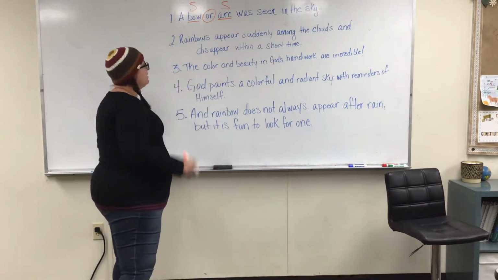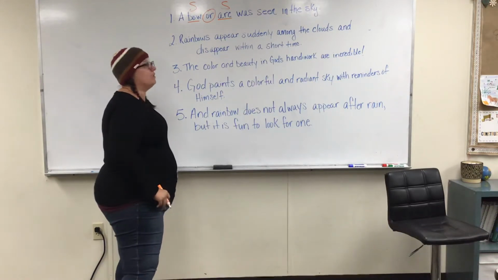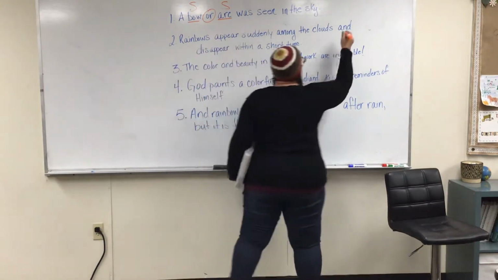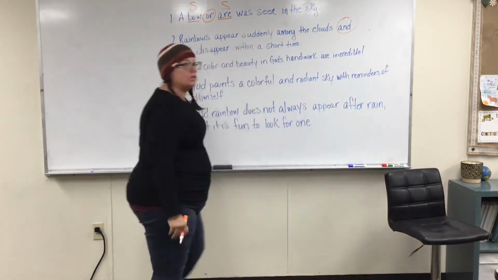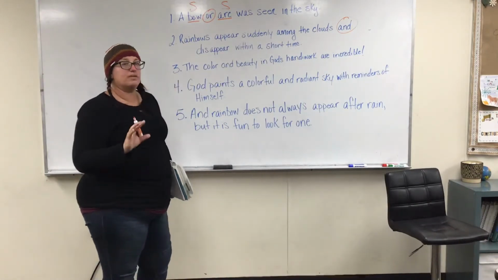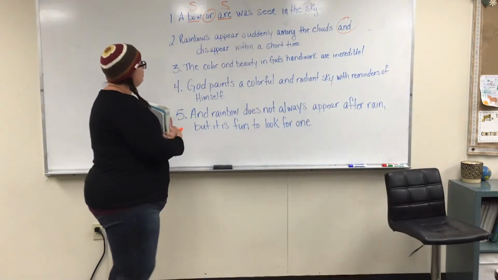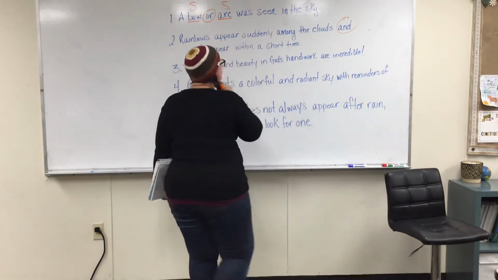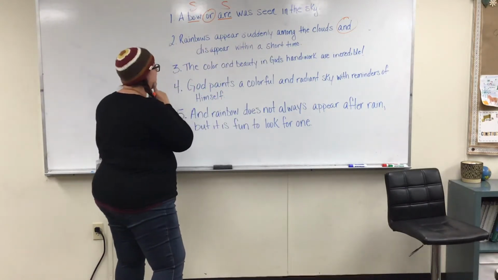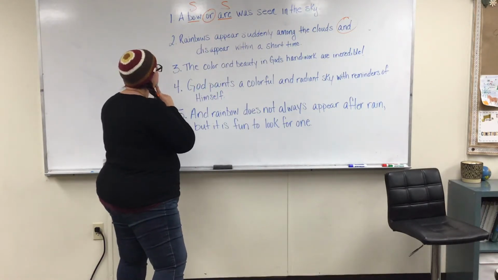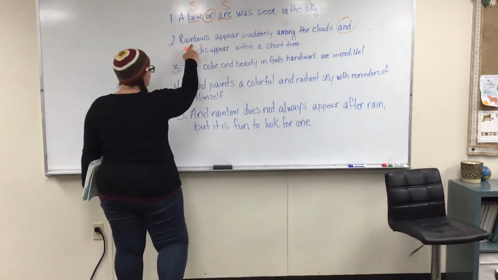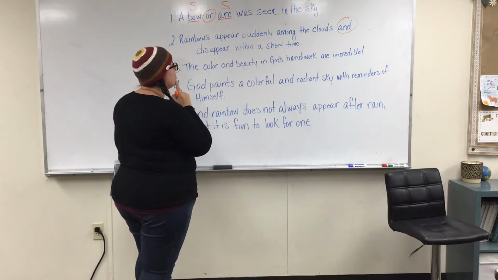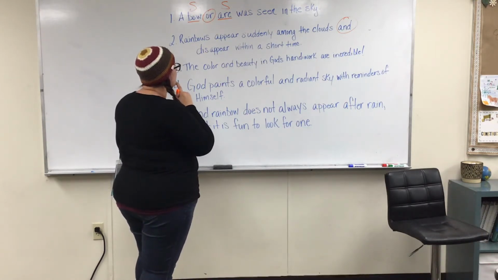Okay, rainbows appear suddenly among the clouds and disappear within a short time. Where's my conjunction? That's the first thing I want to do. Simple enough, circle it. And, okay? Now I'm going to look at the words around it and see what that is joining. Well, is it joining the two words directly in front of and after? It doesn't seem like it, does it? Clouds and disappear? No. Well, what's my subject? I know my subject is rainbows. Well, what are rainbows doing? They appear suddenly among the clouds and disappear within a short time.